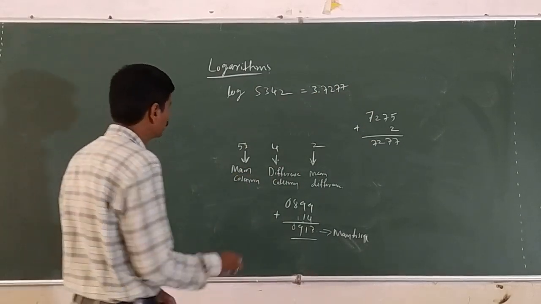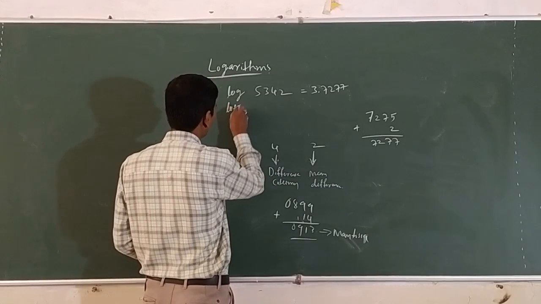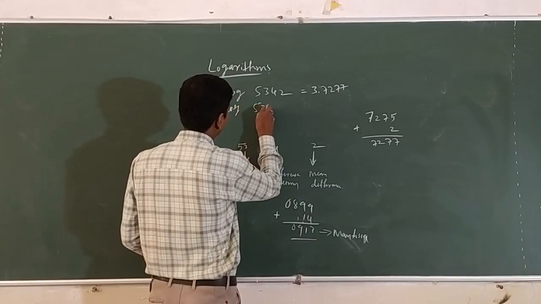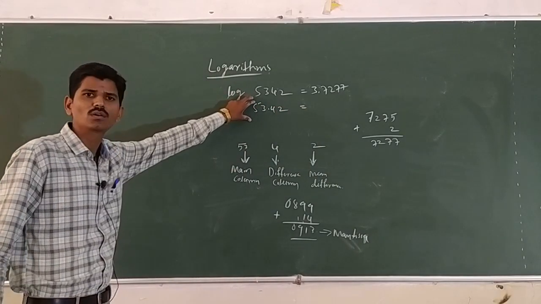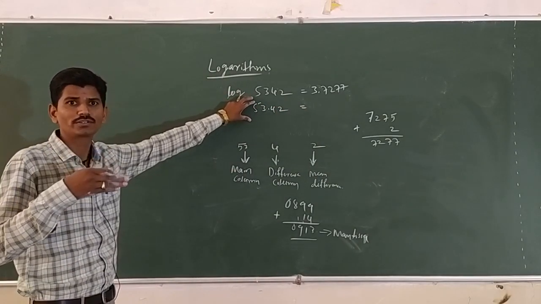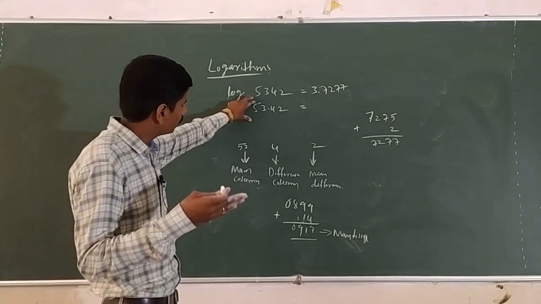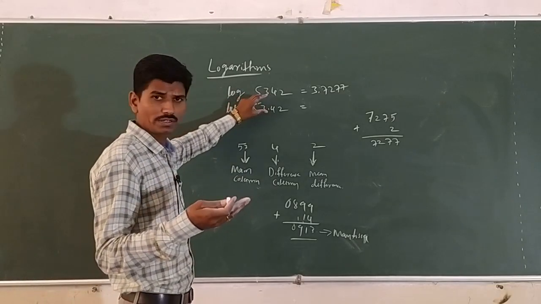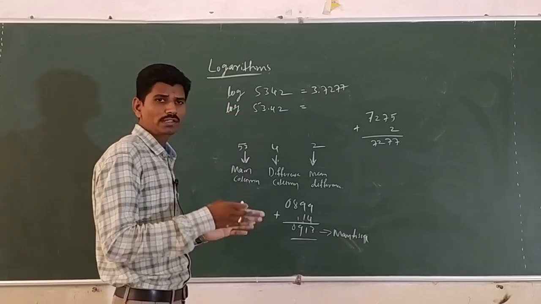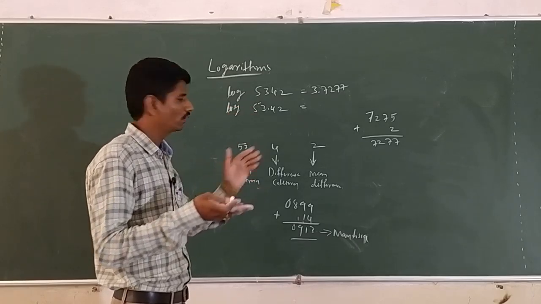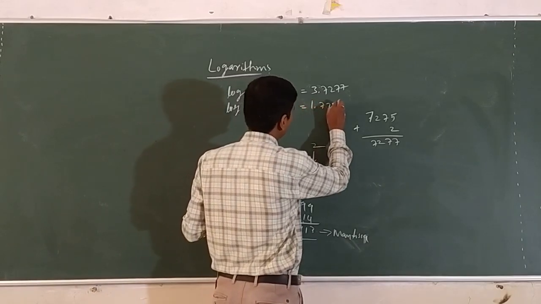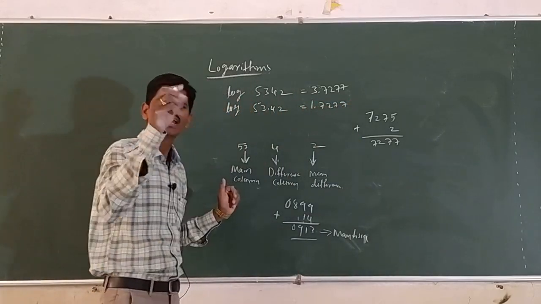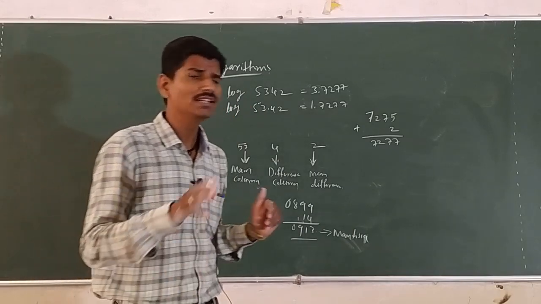Okay, for example, one more. Find the log of 53.42. Here the number of digits before the decimal point is 2. In logarithm, it is number of digits minus 1. 2 minus 1 is 1, so 1.7277. Here the mantissa is always the same.